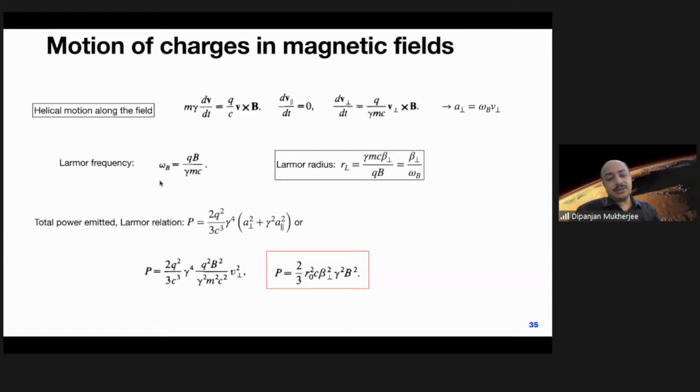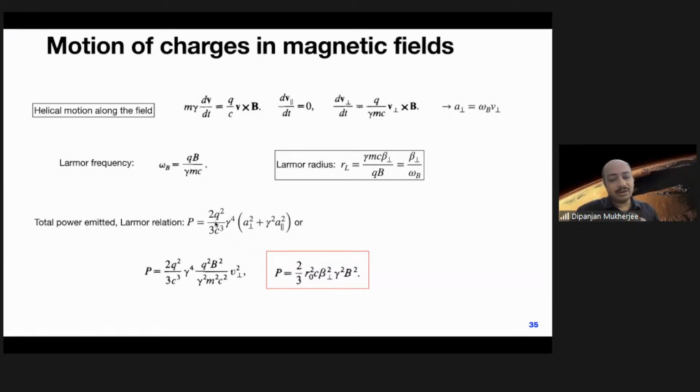So for this particular system, we don't have any component of the velocity parallel to the charge changing with time. However, we have a perpendicular component of the acceleration vector, the acceleration vector that is perpendicular to the velocity of the charge. So dv perpendicular by dt is q by gamma mc, v perpendicular cross B. So the special relativistic form of the Larmor formula looks something like this.